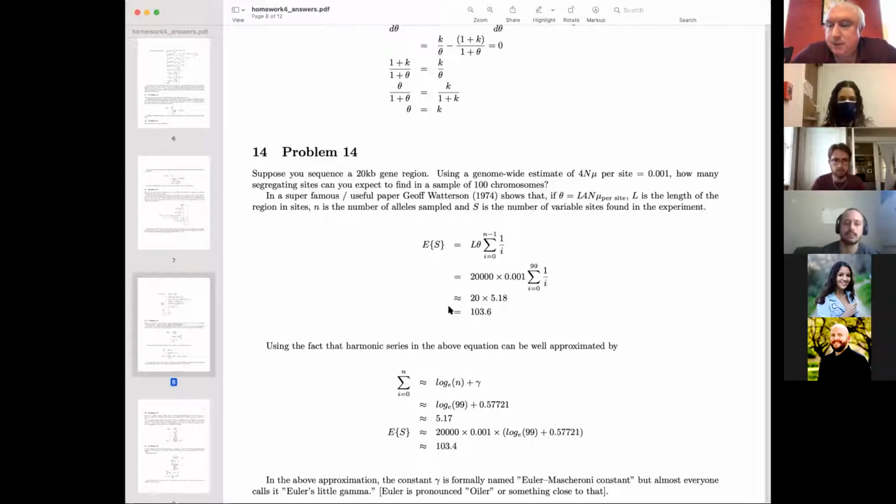You will find over the course of your career that the actual number of segregating sites you see is not dramatically different from the neutral expectation. Almost never is it orders of magnitude different than the neutral expectation. If it's orders of magnitude different, almost surely something went weird on you, and it wasn't the biology. It was something technical.